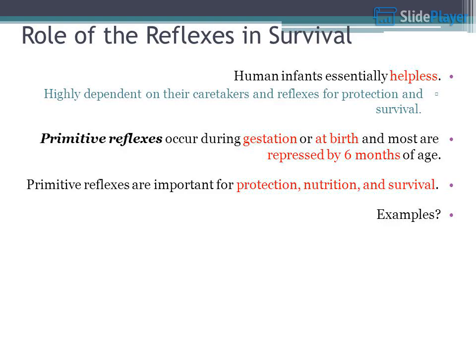Role of the reflexes in survival. Human infants are essentially helpless, highly dependent on their caretakers and reflexes for protection and survival. Primitive reflexes occur during gestation or at birth, and most are repressed by 6 months of age. They are important for protection, nutrition, and survival.